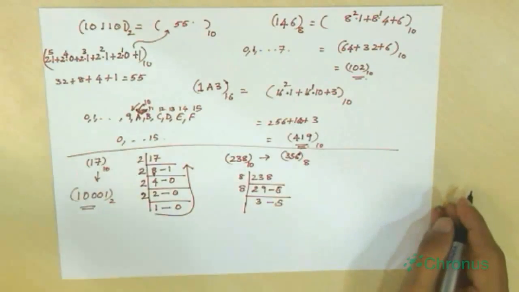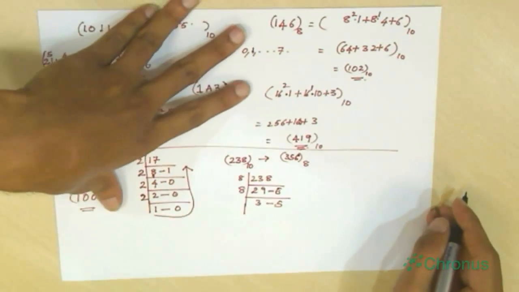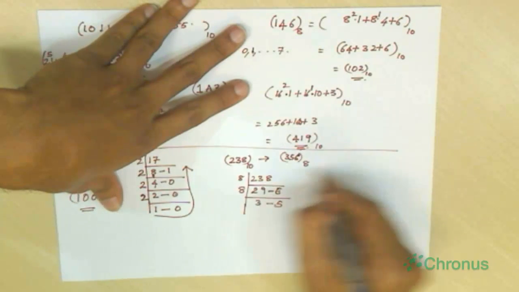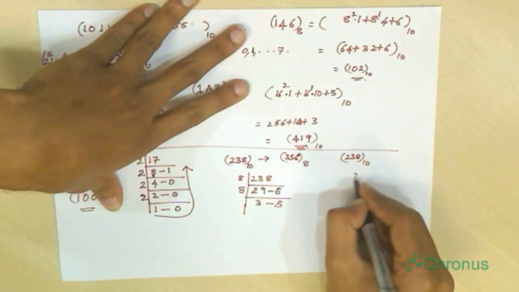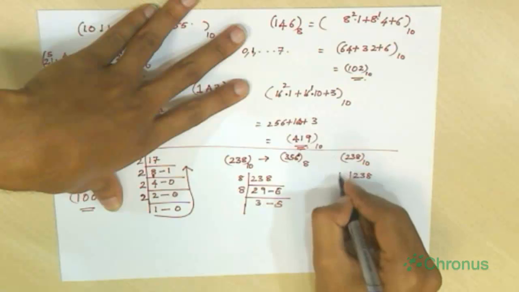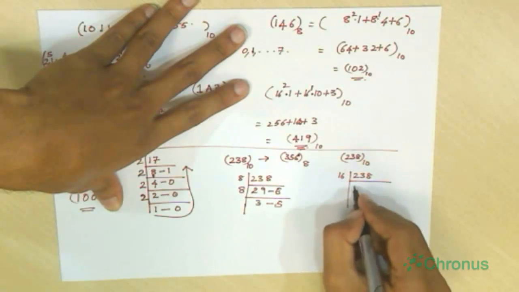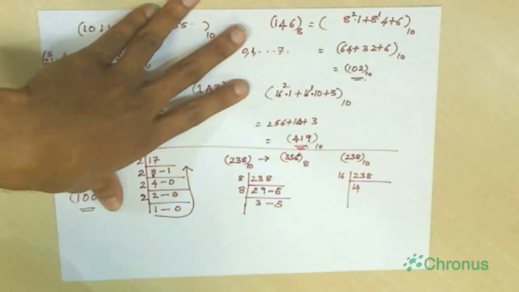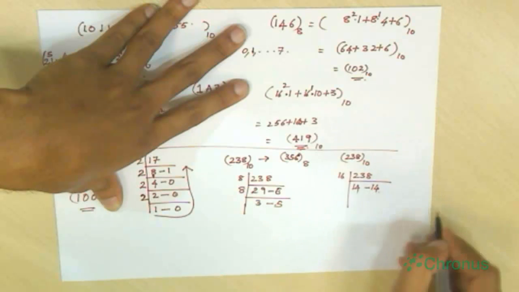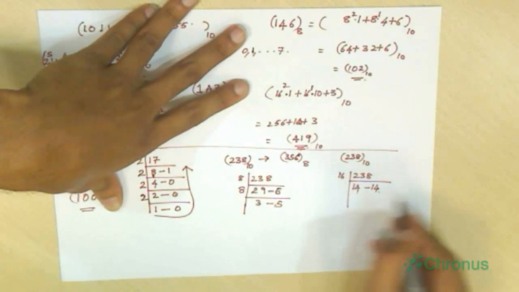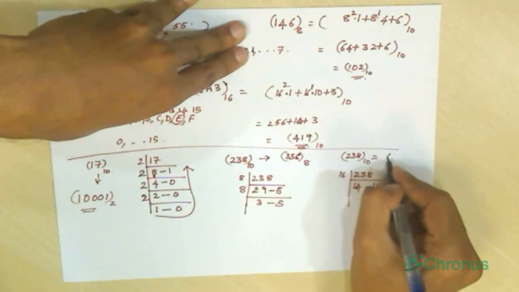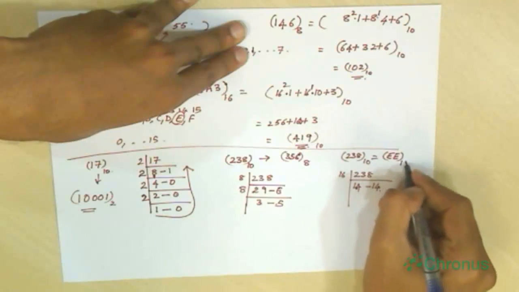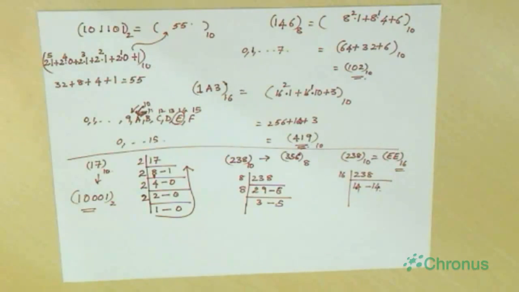In the same way you can go with the hexadecimal system too. Let's say we have the same number 238 base 10, and we need to convert it into the hexadecimal system. So we divide 238 by 16. This will be 14 times with a remainder of 14, and 14 is less than 16, so that's all. And 14 is E, so this is nothing but E base 16.